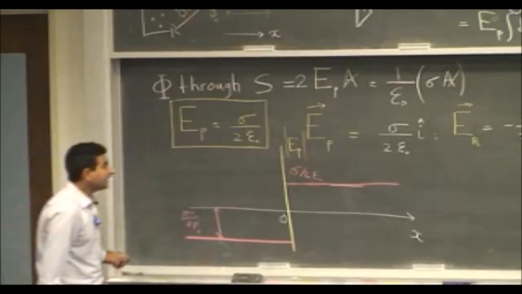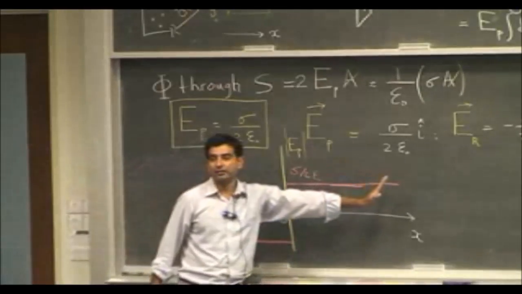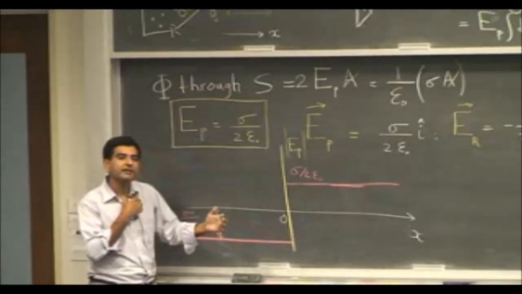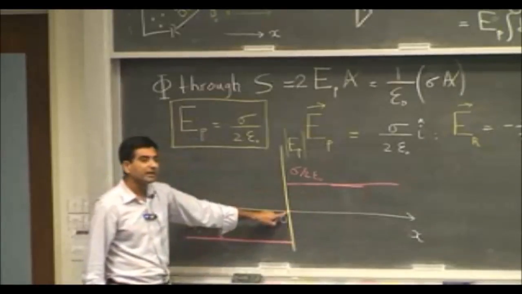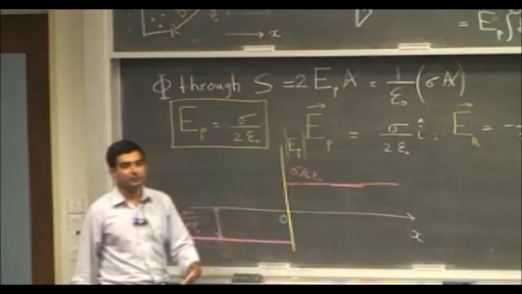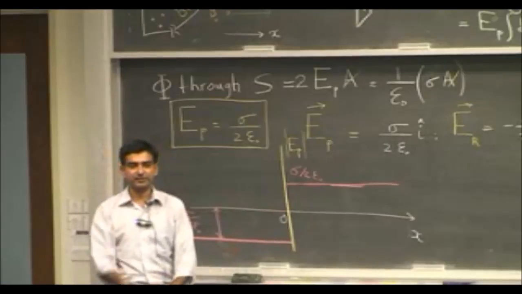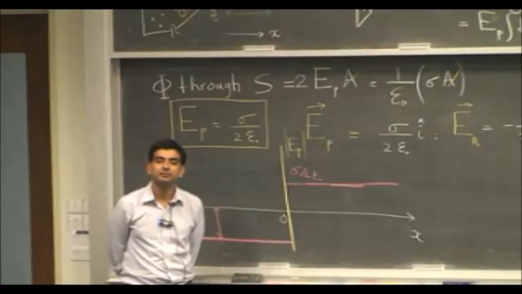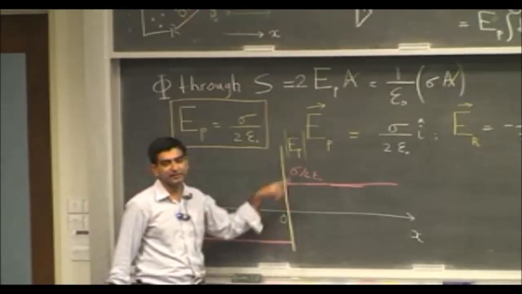Alright. So is the electric field uniform to the right of the sheet? Yes, it is. Is it uniform to the left of the sheet? Yes, it is. But what about x equals 0, where the sheet of charge exists? Is the electric field continuous? No. There is a discontinuity in the electric field.